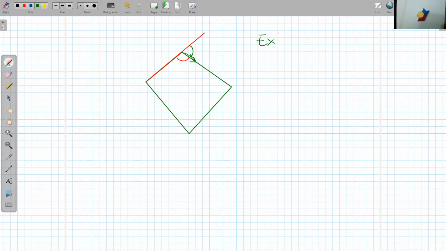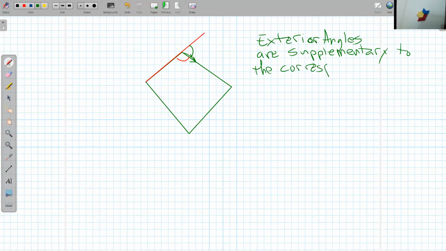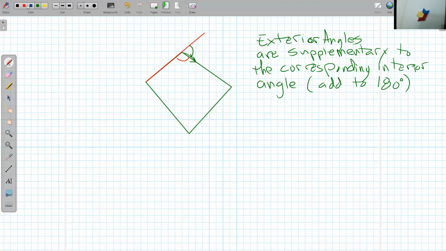So exterior angles are supplementary to the related interior angle, meaning that they add to 180. That's one way to think about them. The other way to think about the exterior angle is the angle you make as you walk the edge of the figure and change direction.